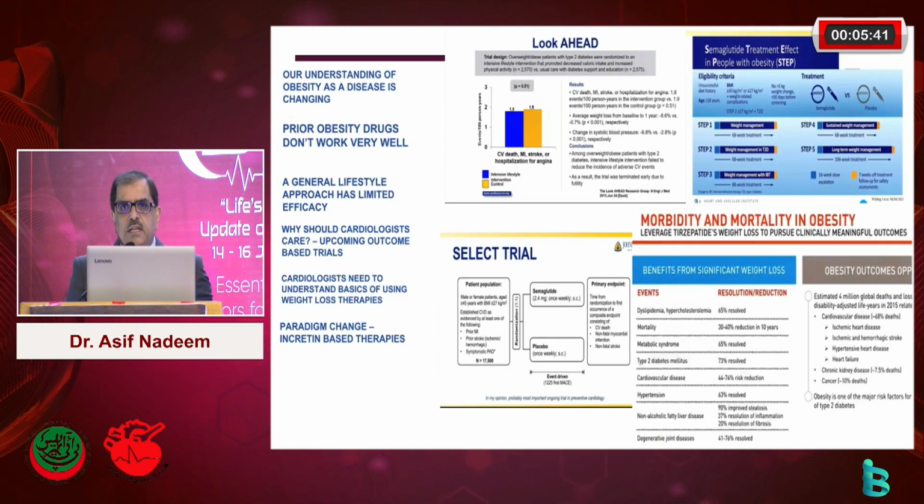So this is a busy slide, but it shows how much work is being done internationally on obesity. The cardiologist must understand the basic pathophysiology of this disease. And there is a paradigm change, and the treatment is now changing towards incretin-based therapies. This is a revolution which we are going to discuss today.